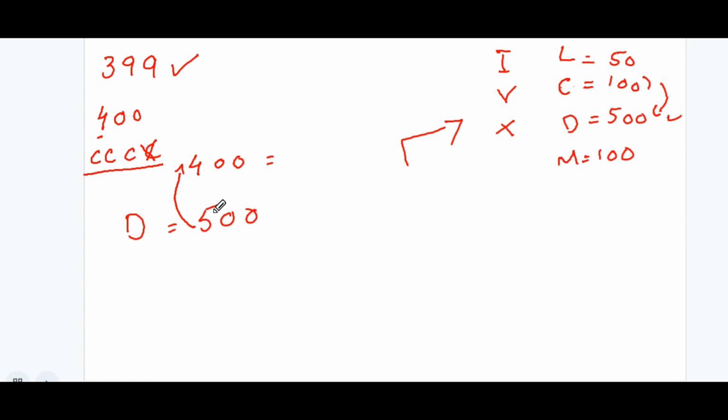And how can you get your 400? By taking away 100 from 500. 500 minus 100 will give you 400. So how can we write this in Roman numeral? 500 is D, and what you are taking away is 100. So 100 is equal to C. Where do I need to write my C? At the back of D. Remember, whenever you are taking away, you will always write at the back. Go back into your lesson number 1 and revise if you forget it. So this is your 400.